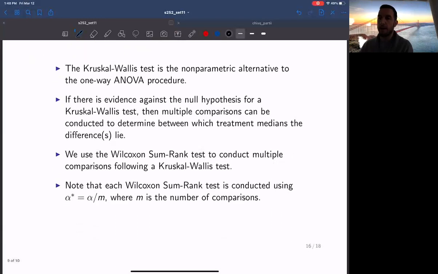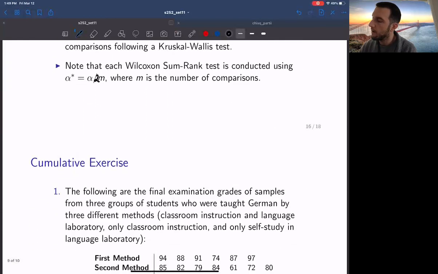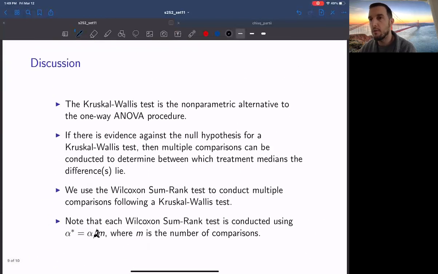Otherwise, again, when we use a Kruskal-Wallis test, we would perform multiple comparisons using the rank sum test. This requires us to re-rank all of the data each time we perform a comparison, and we want to test at alpha star equal to alpha E over 2M. All right, so that brings us to the end of this unit. So on Monday, we're going to start linear regression.